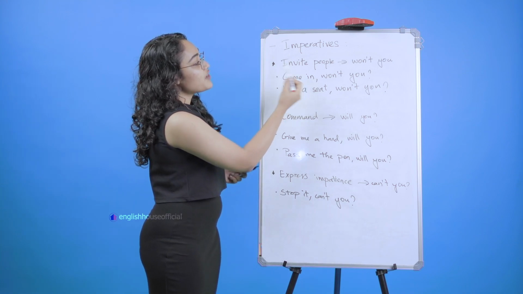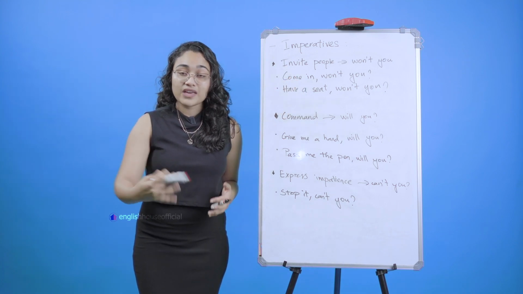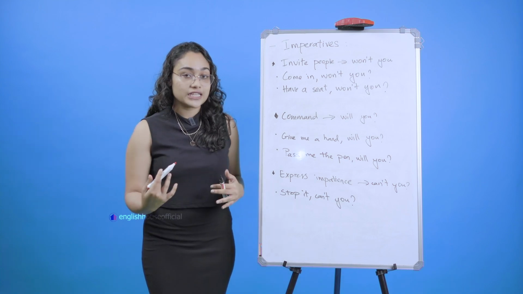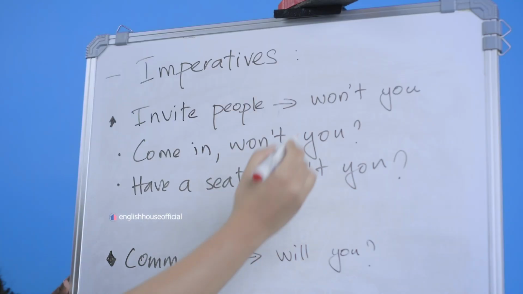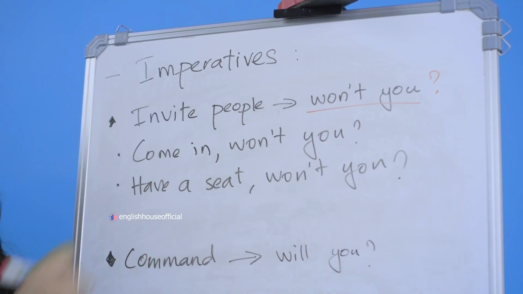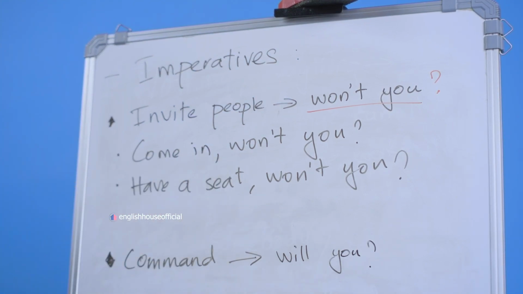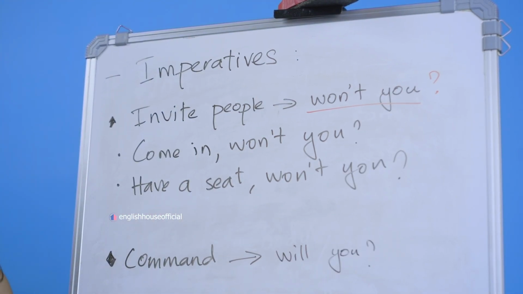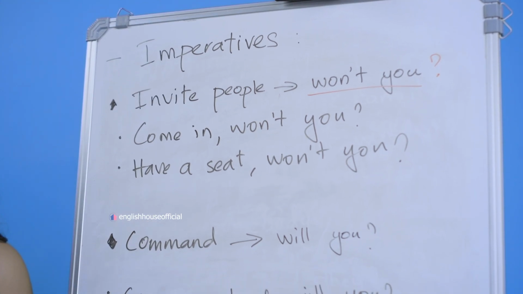Now, the first one is to invite people. Whenever you say sentences in order to invite people, the question tag is going to be won't you? All right, so take a look at this example. Come in, won't you? Have a seat, won't you?